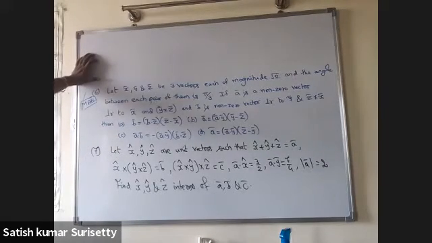The sixth problem: x bar, y bar and z bar are three vectors, each of magnitude root 2, and the angle between each pair of them is pi by 3. If a bar is a non-zero vector perpendicular to x bar and y cross z, and b bar is a non-zero vector perpendicular to y bar and z cross x bar, then you have to verify the options. It's a multi-answer question.